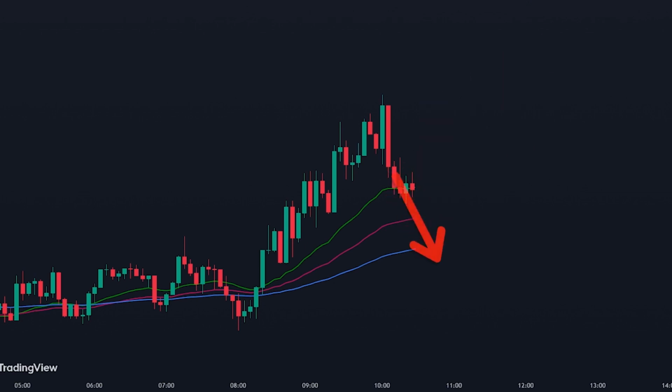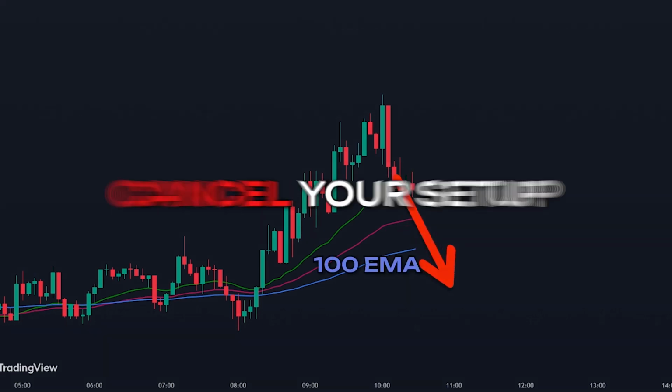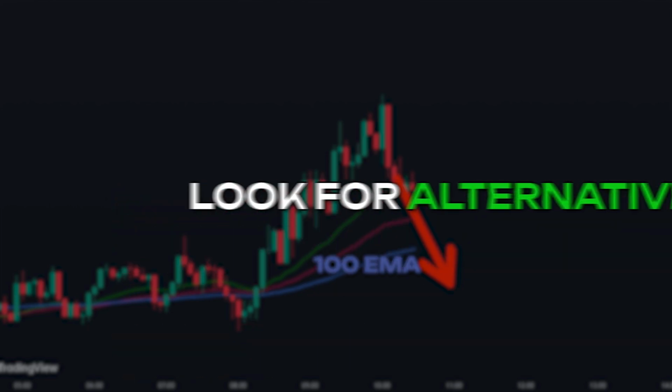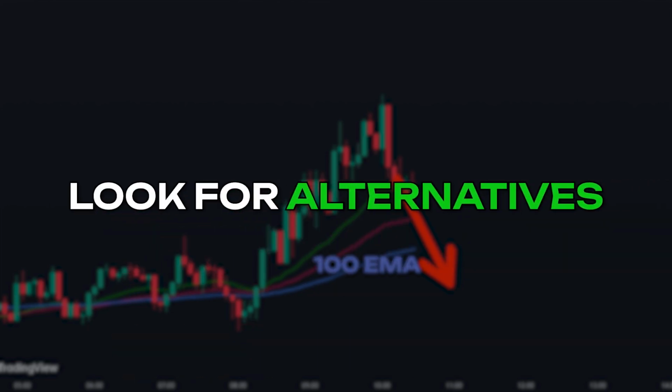Once this occurs, you are taking a buy position here. However, if the price goes down and breaks below the 100 EMA, cancel the entire setup. Look for alternative trade opportunities, as this could signal a shift in the trend.